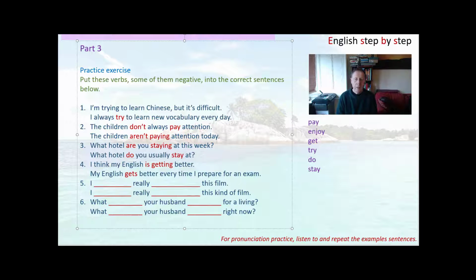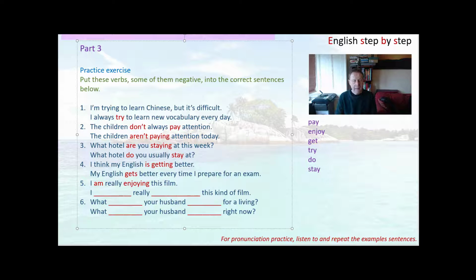Number 5. Now number 5 is talking about a film. And here we can imagine that this is something that's happening now. So if you're watching a film now, which verb is best for talking about watching a film? Well, in this case, the best verb is enjoy. And here we're talking about something happening now, so we need to use the present continuous. I am really, and then enjoy changes to the present participle, which is enjoying. I am really enjoying this film.